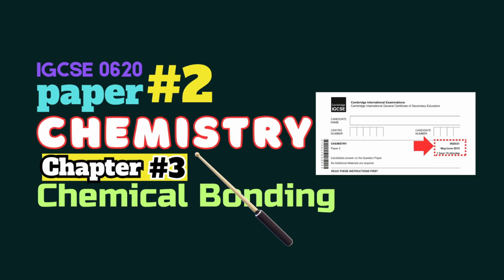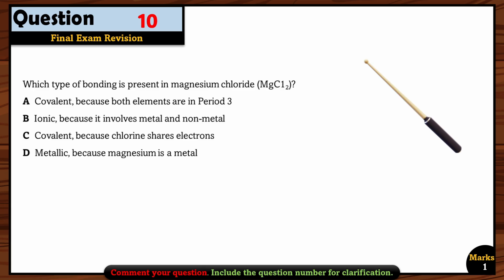Now I will give you some examples from chapter 3 and the common mistakes students usually make, and how you can avoid them. Chapter 3 is related to chemical bonding. Okay, let's see this question. Which type of bonding is present in magnesium chloride?